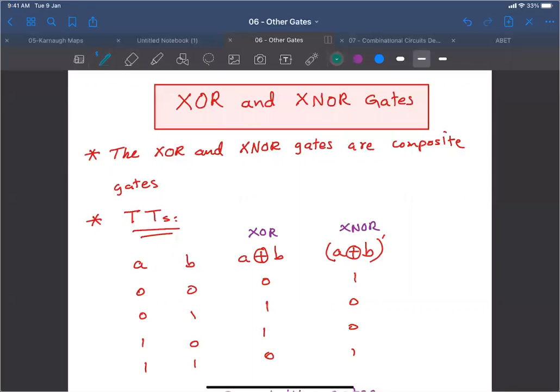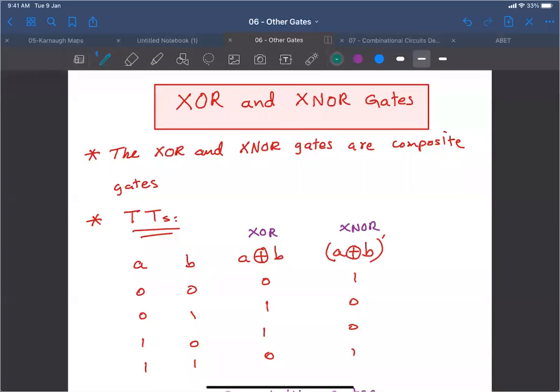Last lecture we talked about NAND and NOR gates, and their universality and how to convert circuits, whether two-level or multi-level, to NAND or NOR implementation. This lecture we are going to talk in depth about XOR and XNOR gates.